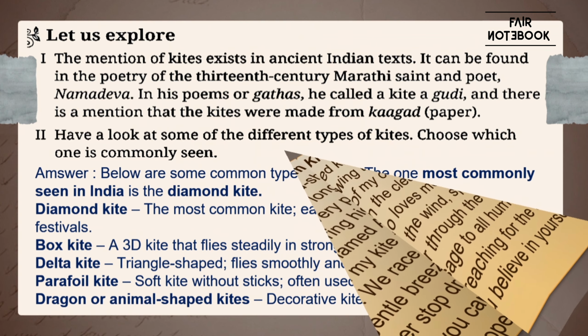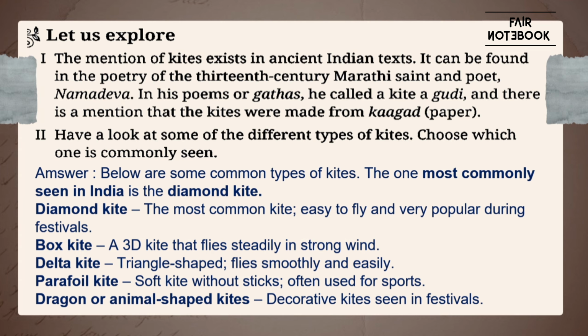up. Let us explore. First, the mention of kites exists in ancient Indian texts. It can be found in the poetry of the 13th century Marathi saint and poet Namdev. In his poems and gathas, he called a kite a gudi, and there is a mention that kites were made from kagad, paper. Second, have a look at some of the different types of kites.